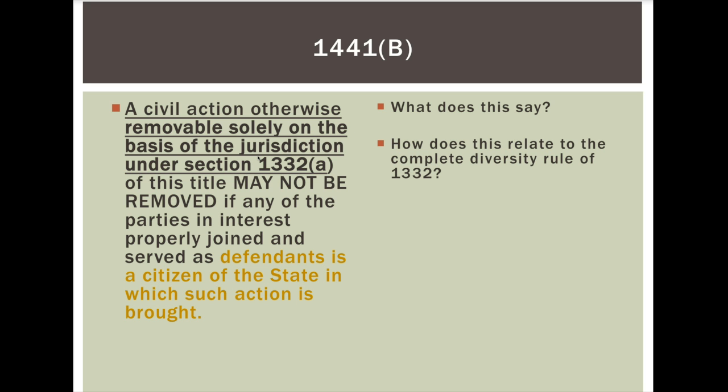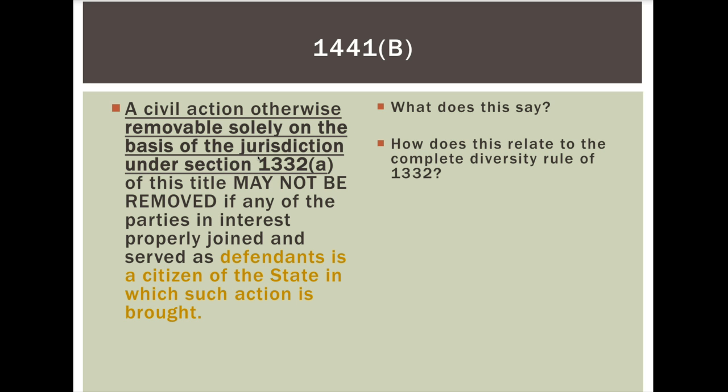The complete diversity rule, as you know, says that all the plaintiffs have to be of a different state citizenship from all of the defendants in a cause of action based on 1332 SMJ. So that is absolutely always required. This doesn't change that. It just says even if you satisfy all the rules for 1332, including complete diversity, you still cannot remove if you are the defendant.